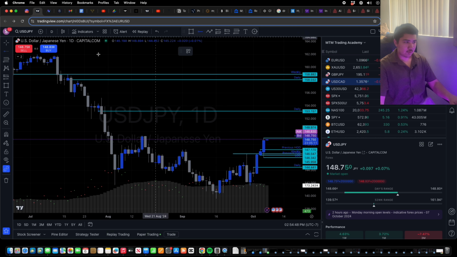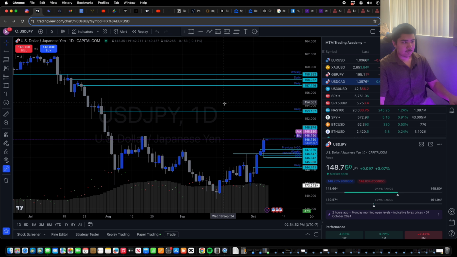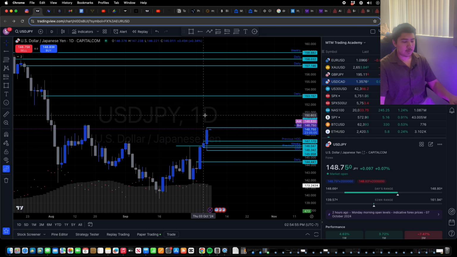Essentially, it's just becoming easy. Everybody has access to it. But these are the next areas of supply on the daily here on USD JPY.